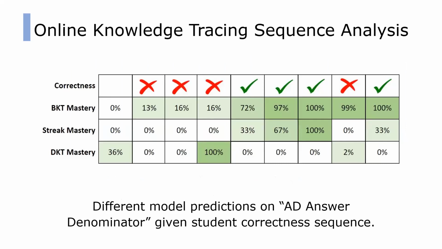Diving deeper into this KC, we performed sequence analysis to visualize the predictions at each step by different knowledge tracing approaches. This figure shows a comparison of the predicted correctness at each problem-solving step among the BKT model with random-based parameters, the strict model, and the DKT model on the AD answer denominator KC for a single student. Both the BKT model and the strict model provide consistent predictions over time, while the DKT model predictions tend to jump around, but generally do not seem to be increasing despite getting the problem correct multiple times in a row.